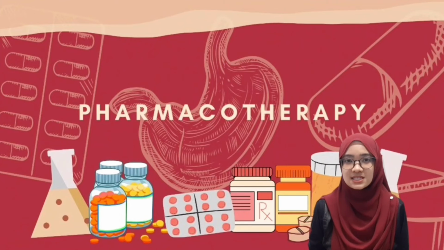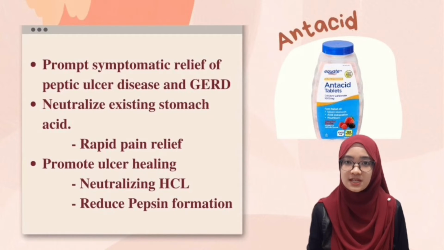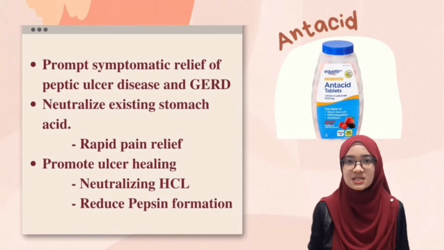Now I will talk in detail about the pharmacotherapy of gastric and peptic ulcers. The first one is antacid. Antacid is used for prompt symptomatic relief of peptic ulcer disease and GERD, as well as neutralizing existing stomach acid and providing rapid pain relief. It also promotes ulcer healing by neutralizing the hydrochloric acid and reducing pepsin formation.